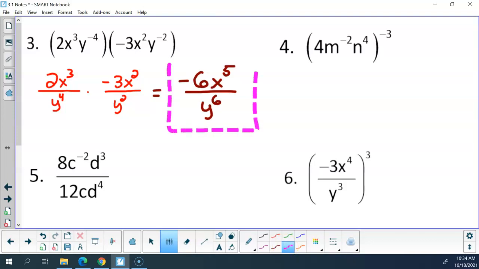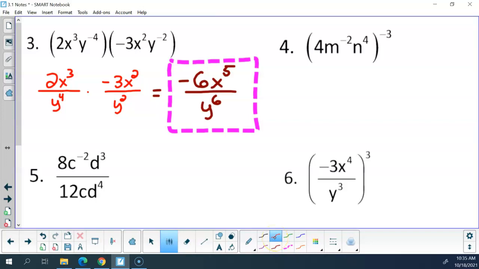Did you get the same thing? Kind of, sort of, not. We got negative 6. I put mine all as 1. You have yours as 2. Right, so that's good, right? No. Okay.